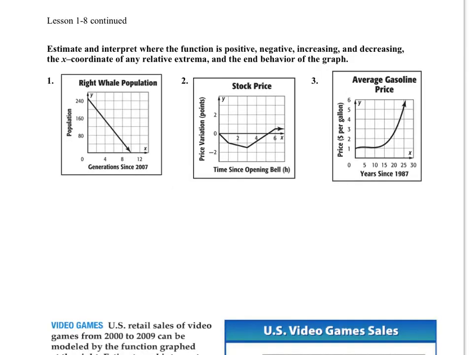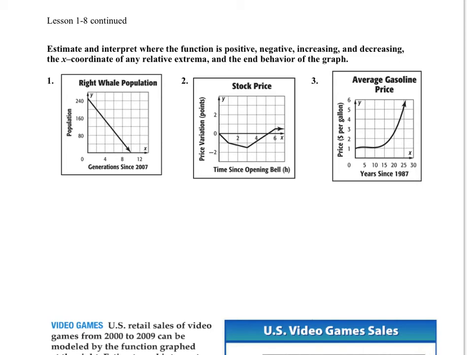Okay, for this last page, we're going to estimate and interpret where the function is positive, negative, increasing, decreasing, the x-coordinate of any relative extrema, and the end behavior of the graph. So we need to make sure we interpret each of these as well. These are the three examples we had on the first page.